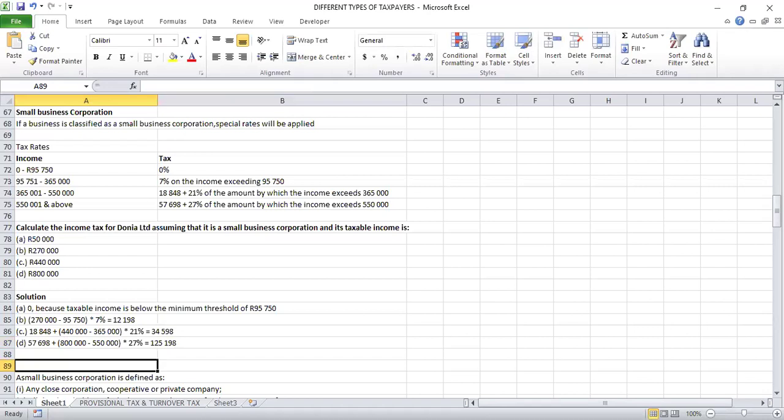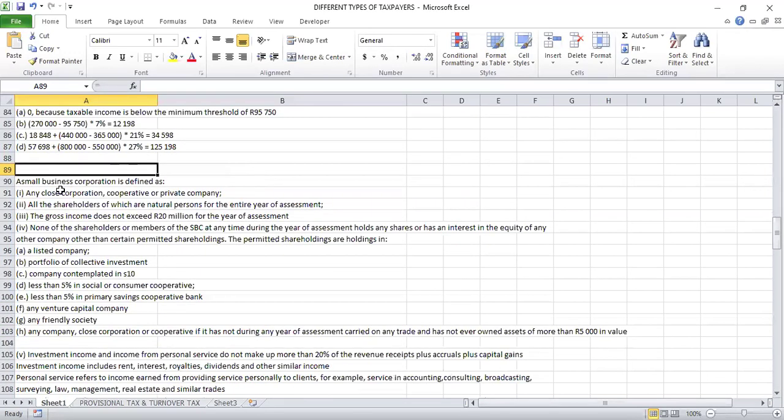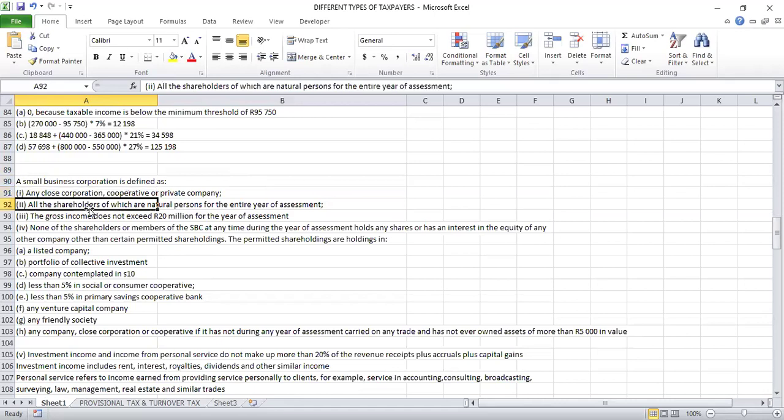Right. So this is how we determine the taxable income of a business, a company that qualifies as a small business corporation. So this is for businesses that qualify as small business corporations. How do they qualify to be a small business corporation? It can be a closed corporation, a cooperative, or a private company. All the shareholders should be natural persons.